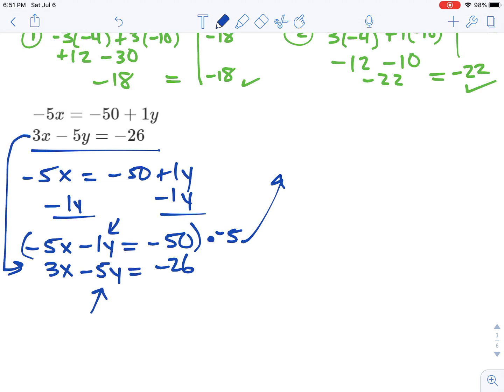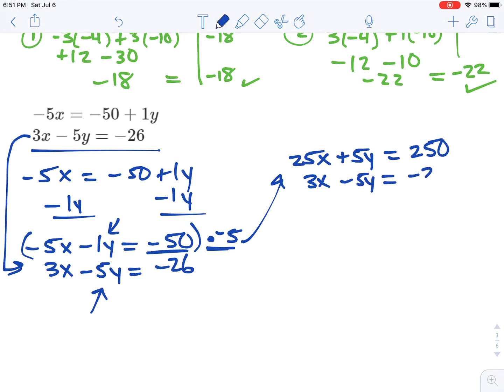So that becomes positive 25x, because the -5 times a -5. And then -5 times -1y is plus 5y, equaling, don't forget the right side, that's often the mistake here, -50 times -5 would be positive 250. Then I'm going to just copy down the other equation, 3x minus 5y, equaling -26.